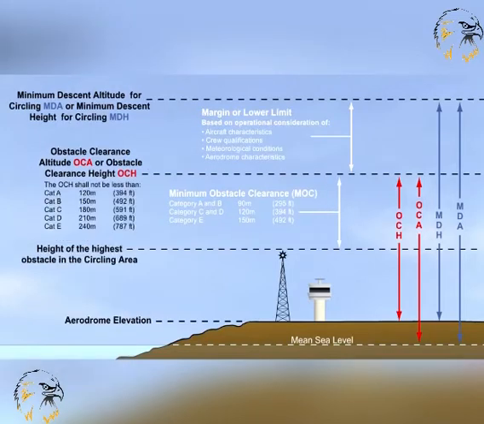The OCA or H for a visual manoeuvring procedure is the lowest altitude, OCA, or height above aerodrome elevation, OCH, below which the aeroplane cannot descend without infringing the appropriate obstacle clearance criteria. The minimum descent altitude or height, MDA or H, for a visual manoeuvring procedure is the lowest altitude or height above aerodrome elevation, below which the aeroplane cannot descend without seeing the required visual references. Hopefully, the pattern has now become obvious.